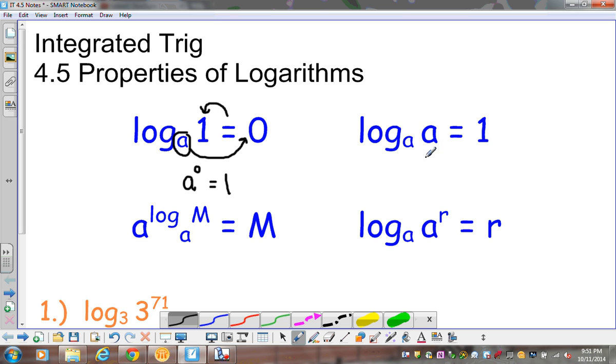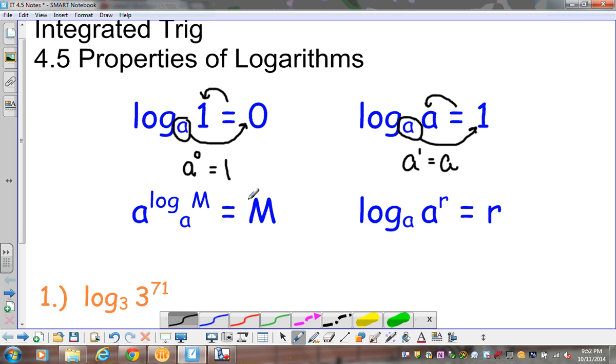Second one, same thing. If I convert it from logarithmic to exponential, a to the first equals a. Remember, anything to the first power is always going to equal itself. It could be 7 to the first, that equals 7. 21 to the first, that equals 21. x to the first, that's going to equal x. Again, converting it from logarithmic to exponential form is just the easiest way to explain these.